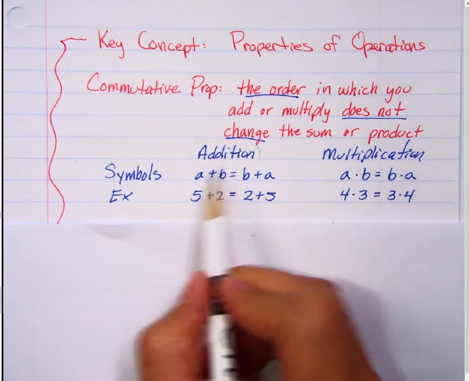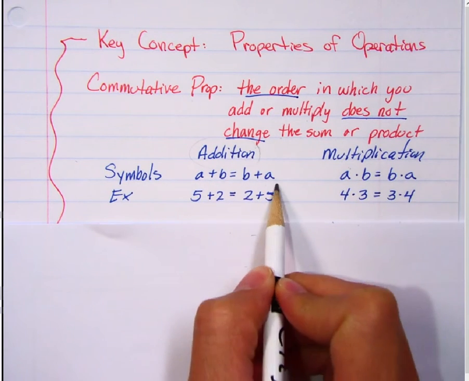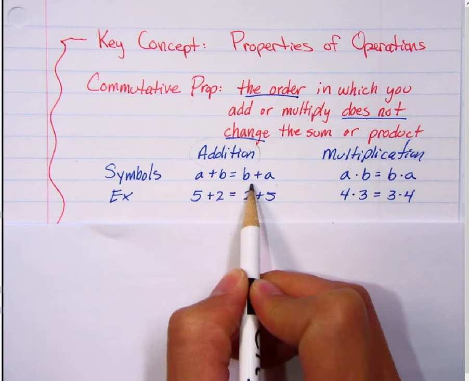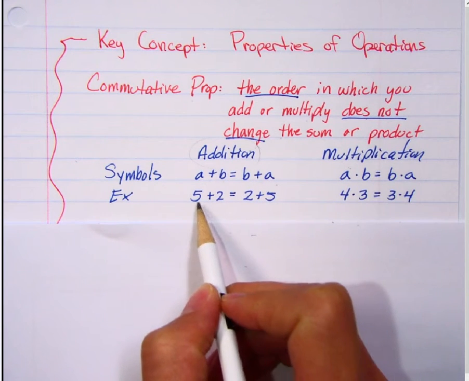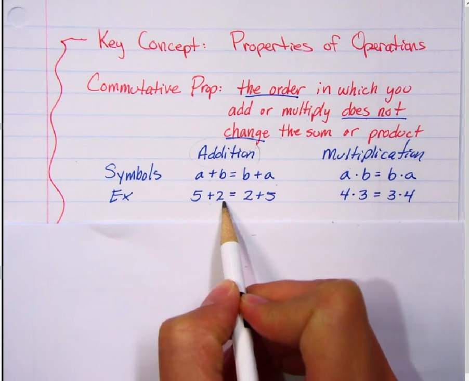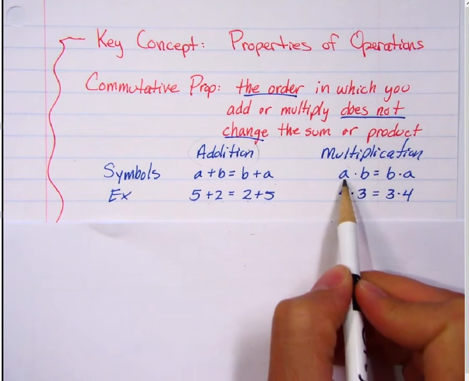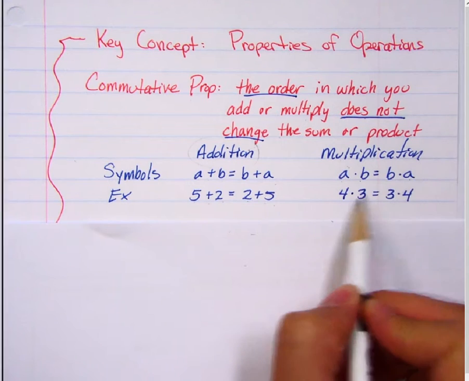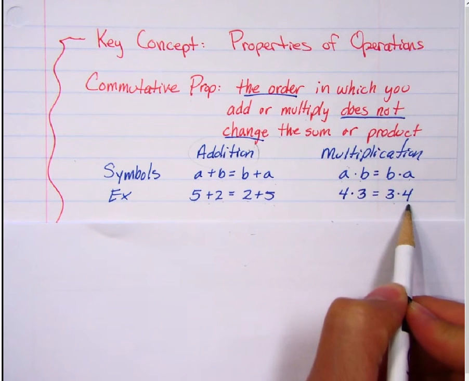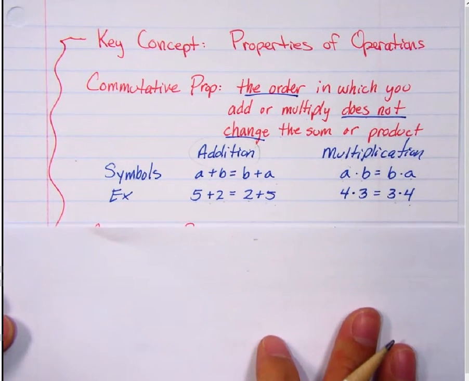Here are some symbols using algebra. A plus B is equal to B plus A. It shows you the order doesn't matter. And here are some numbers as an example: 5 plus 2, 7, is equal to 2 plus 5, also 7. Multiplication works the same way. A times B is equal to B times A. It doesn't matter the order in which I multiply, I will get the same answer.